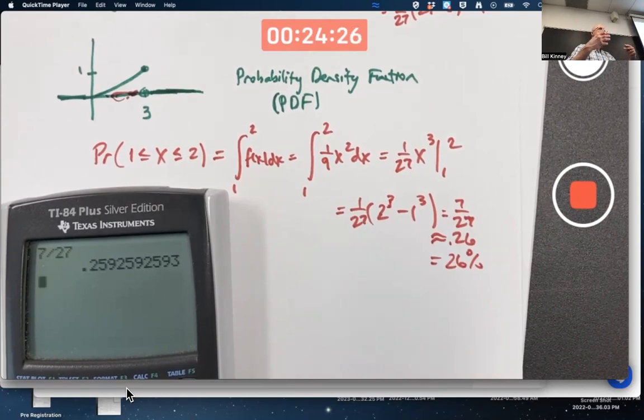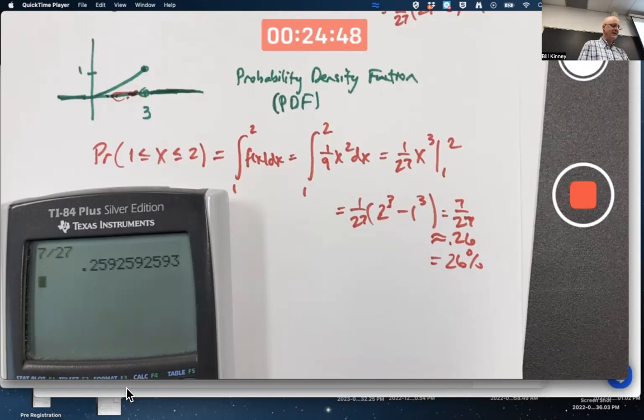26% chance. Probability is always forward-looking. I'm about to randomly select one of my data points. I'm wondering, what are the chances? What are the odds that it's going to be between 1 and 2? I don't know yet until I actually observe that data point whether it is. I've got about a 1 in 4 chance that it will be.